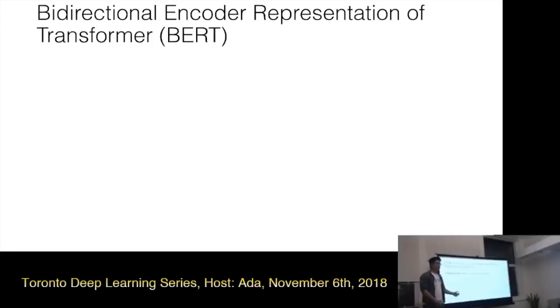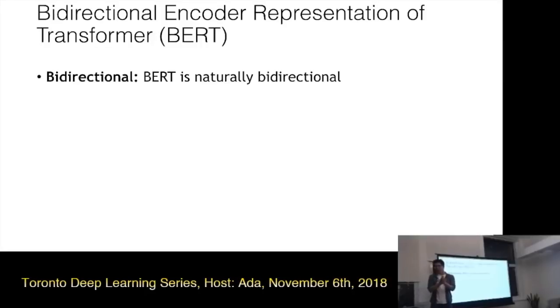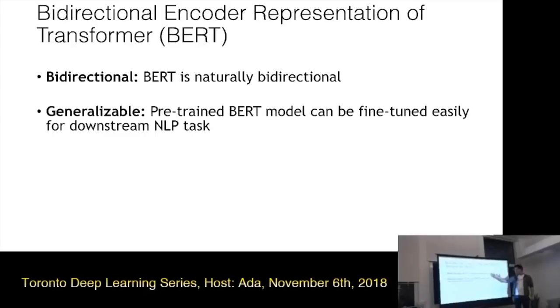Well, first of all, the first word is bidirectional. So BERT is naturally bidirectional. And this allows for the best contextual representation of the word in the sentence, as you will see. It's also generalizable. What's the whole point of BERT? It's a pre-trained model that can be finely tuned easily and inexpensively, meaning only very few new parameters to be learned, to a downstream NLP task. Think question answering, natural language understanding, things like that.